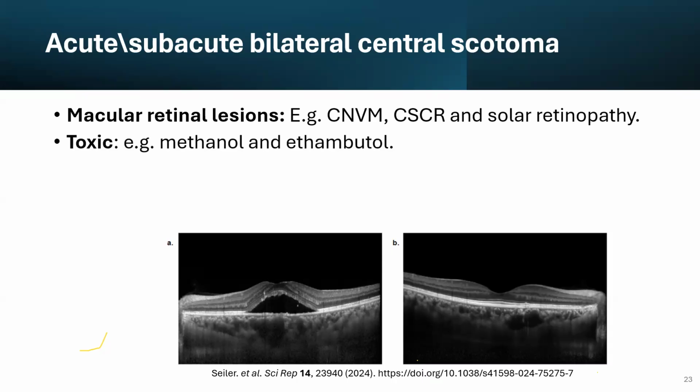One of the differentials is toxic optic neuropathy like ethambutol or methanol toxicity. So in the history, ask about medication, ask about use of homemade alcohol. Nutritional causes usually come with chronic progressive decreased central vision, not acute. But yes, it's one of the causes of bilateral central scotoma, though it's not usually acute.